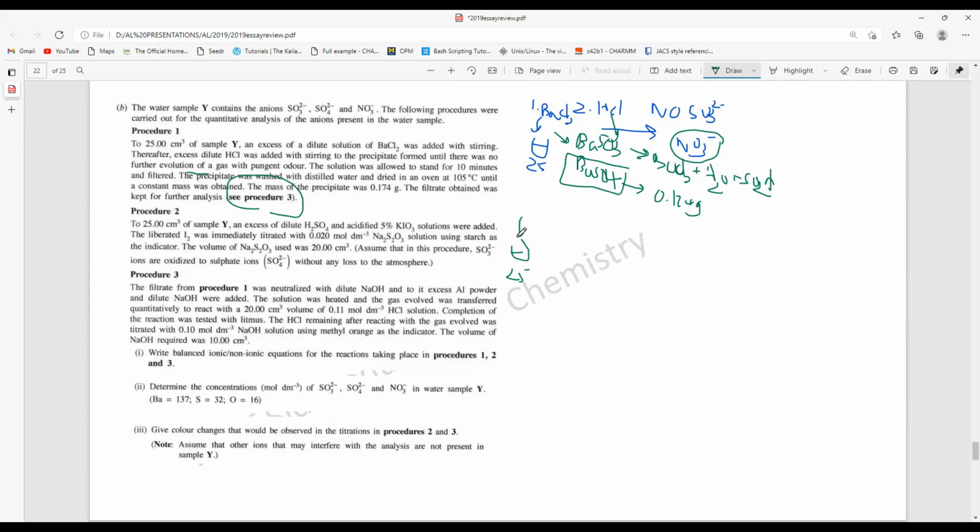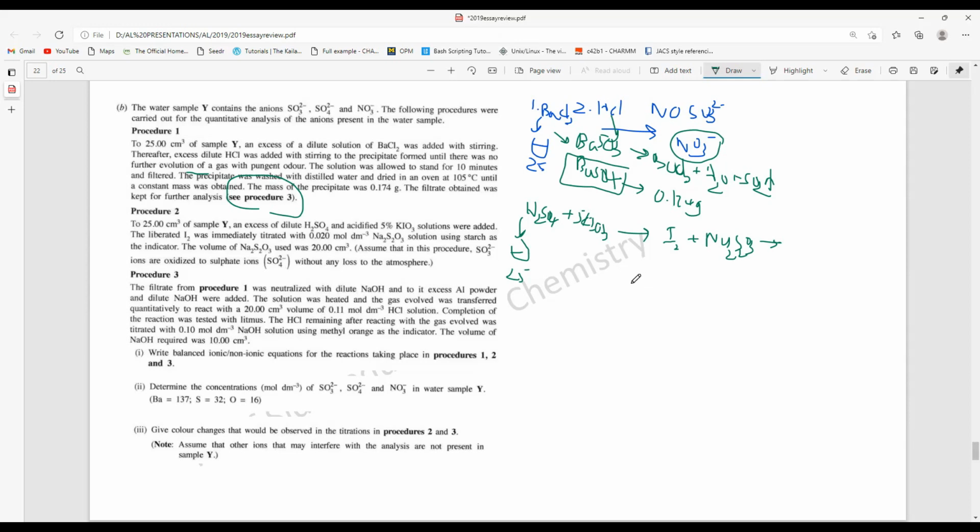So they add H2SO4 along with 5% KIO3. So basically iodate is added. Potassium iodate is added. So they say I2 is liberated and it is titrated with sodium thiosulfate. So these are very common things at this point. And the volume and the concentration is given. Okay. Assume that SO3 2- is oxidized to SO4 2-.